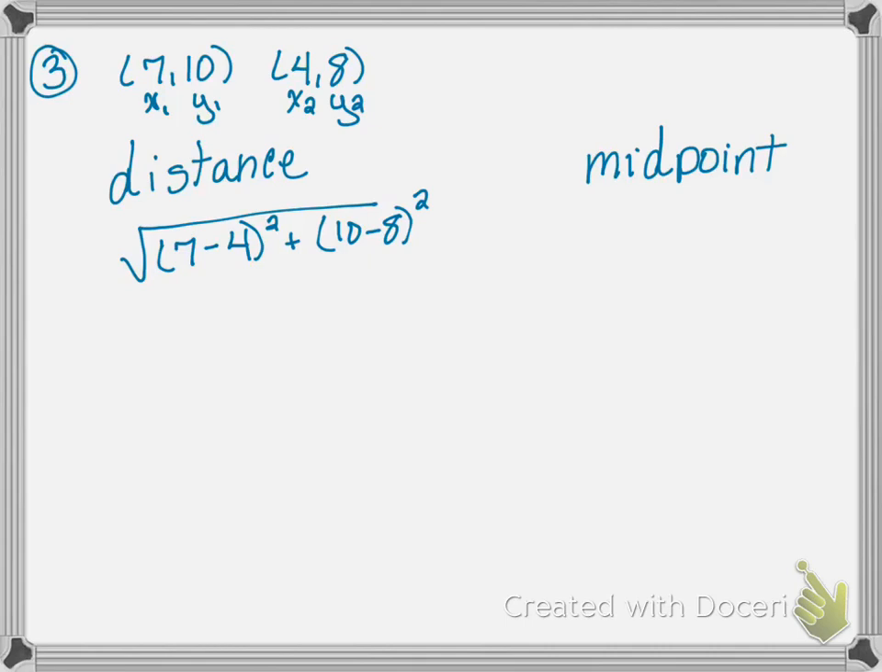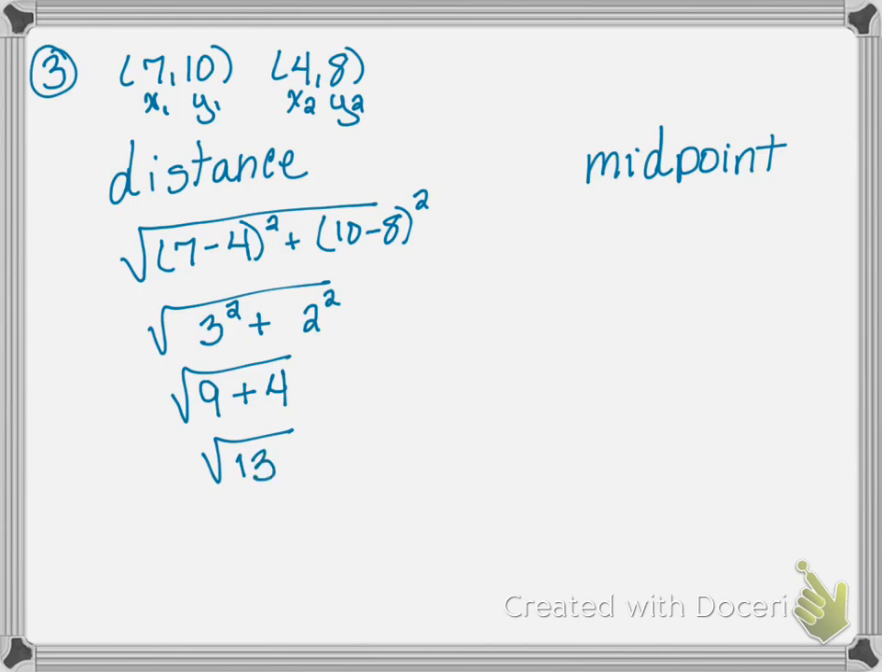So 7 minus 4 is 3, and I still have to square that. And I am adding that to 10 minus 8. 10 minus 8 is 2, and I'm going to square that. Okay, so 3 squared is 9. I am going to add that to 2 squared, which is 4. 9 plus 4 is 13, and that is the square root of 13.